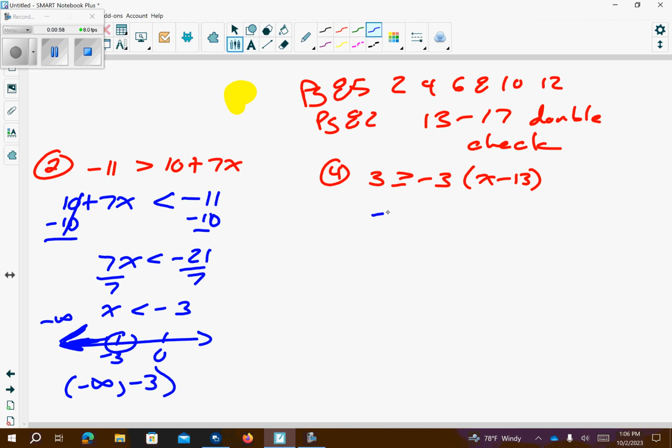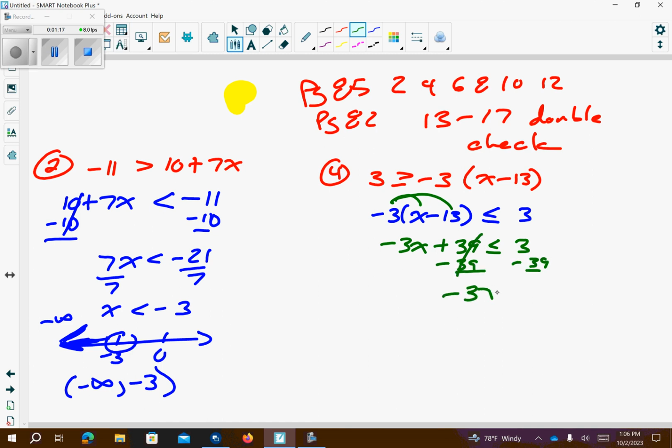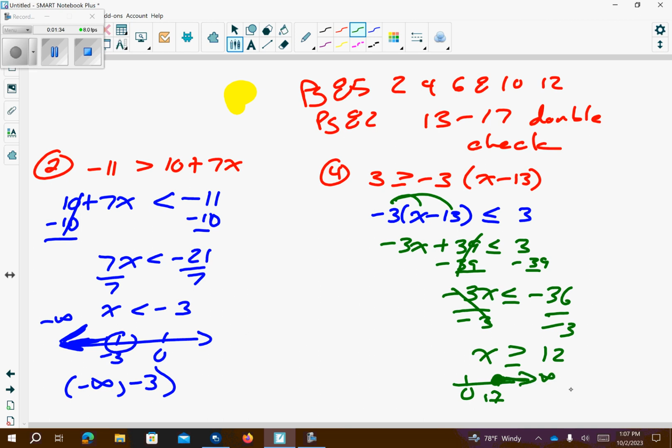Again, number 4, let's flip the whole problem over before I do any of the other work, including the sign flips over. Let's distribute negative 3 over the parentheses. Subtract 39 from both sides. So 3x is less than or equal to negative 36. Divide both sides by negative 3. Those cancel. Flip over. So you get 0 here, you get 12 here. So it's a solid dot going to infinity. So it's going to be hard bracket 12 to infinity.